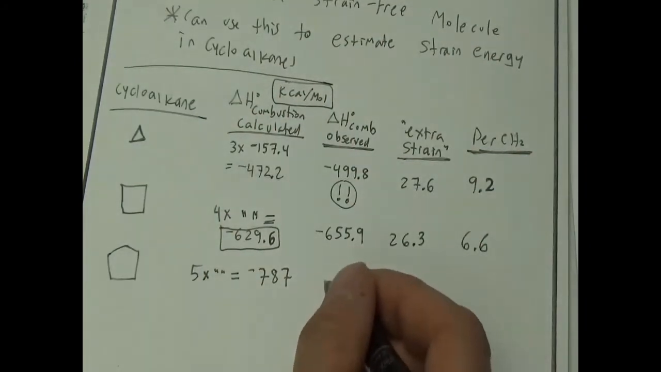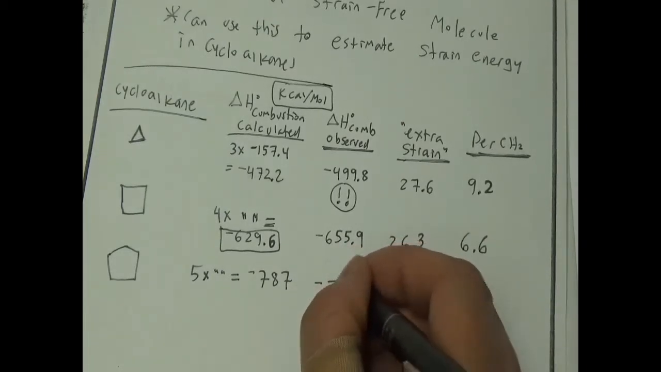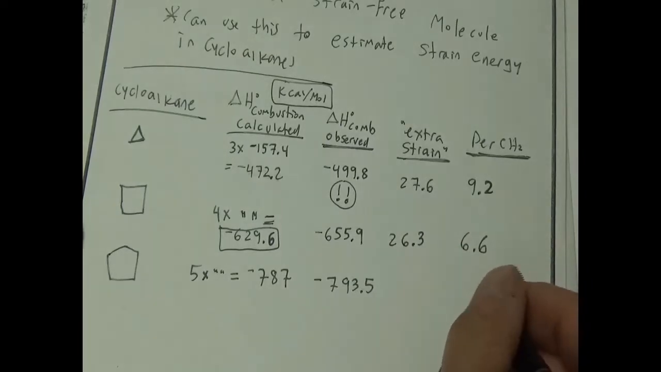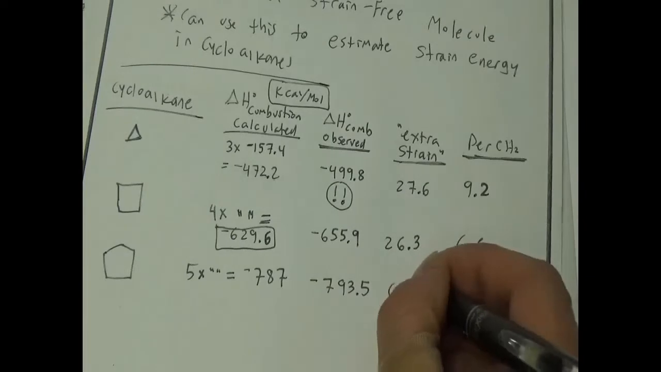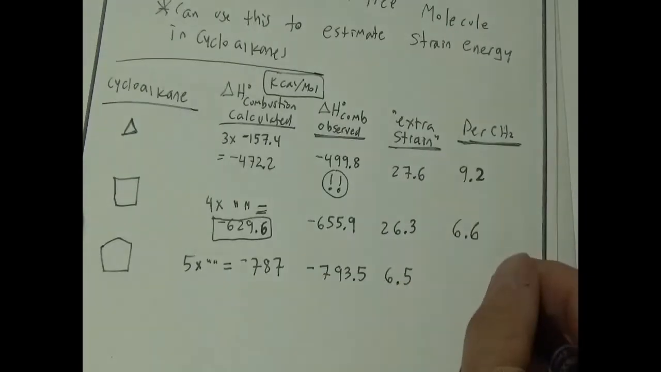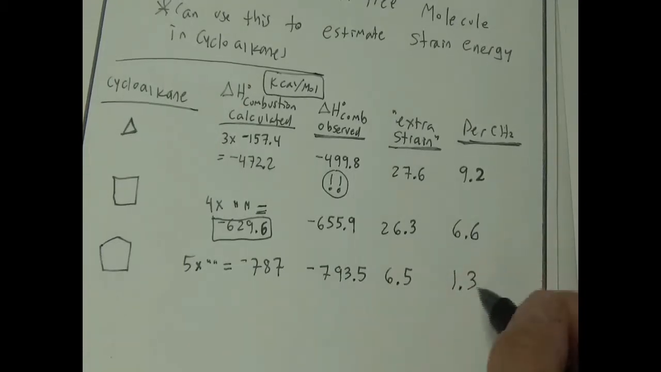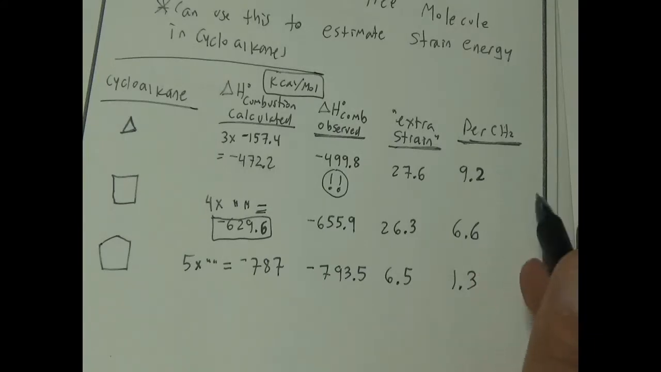Alright, and we get the experimental, and now it's negative 793.5. Take the difference, and it's 6.5. Divide by 5, and it's 1.3. So you can pretty clearly see that there's not as much strain in cyclopentane, right? Per CH2, there's definitely less than cyclopropane and cyclobutane.